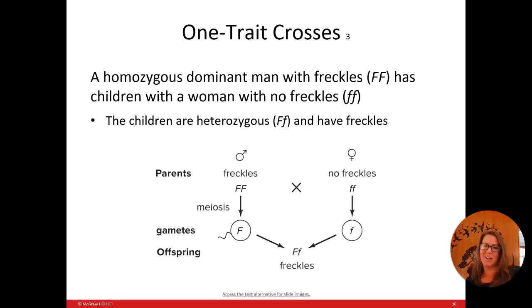But you know what? That's not always the case. Here's a case where we have a male who happens to be homozygous dominant for freckles, big F, having children with a woman with no freckles. So he can only give the big F and she can only give the little f. And when they come together, then you're going to have offspring that are heterozygous. So all their kids have freckles.